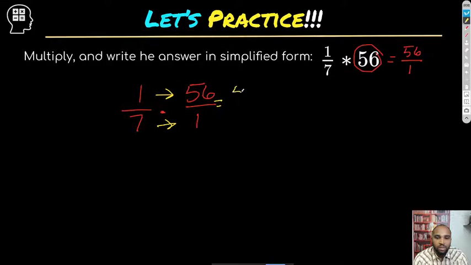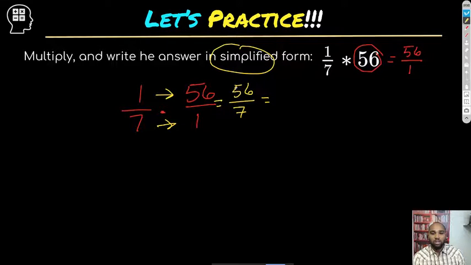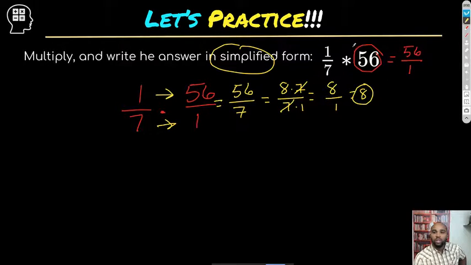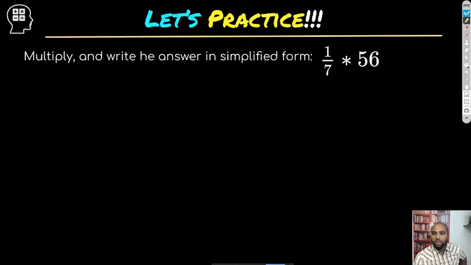1 times 56 is 56. And that's 7. So now I got 56 over 7. But is it simplified? Well, let's see. What are the factors for 56? I have 8 times 7. And this is 7 times 1. The 7s can go away here. Now I'm left with 8 over 1, which is the same thing as just 8. And there we have it. So really this will end up being 56 divided by 7, which is just 8. And that's how you do that one.